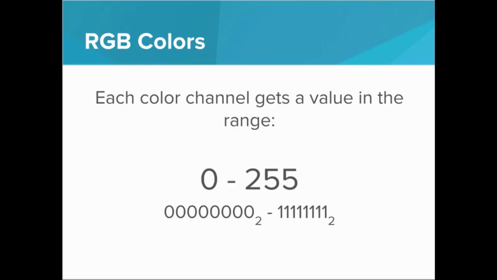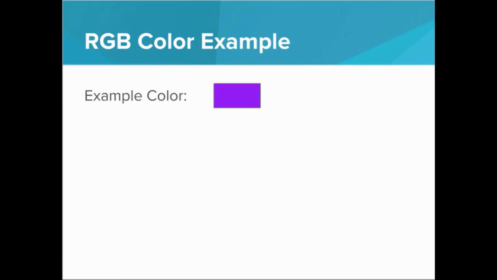Even better, we can do this with hexadecimal. Then we don't need to type out 8 bits, we only have to type out 2 hexadecimal digits. So 00 base 16 encodes a 0, and FF base 16 encodes a 255. So this is the range for each color channel in the pixel.